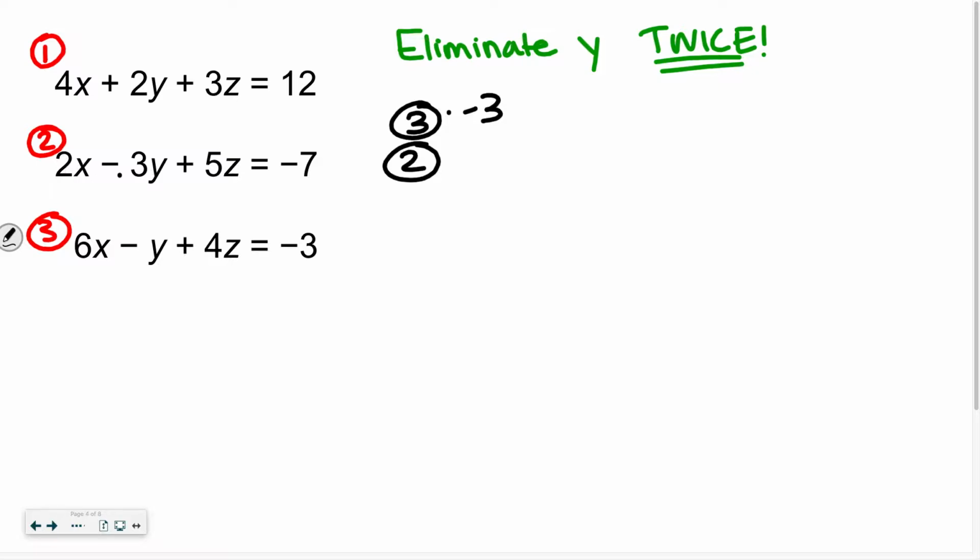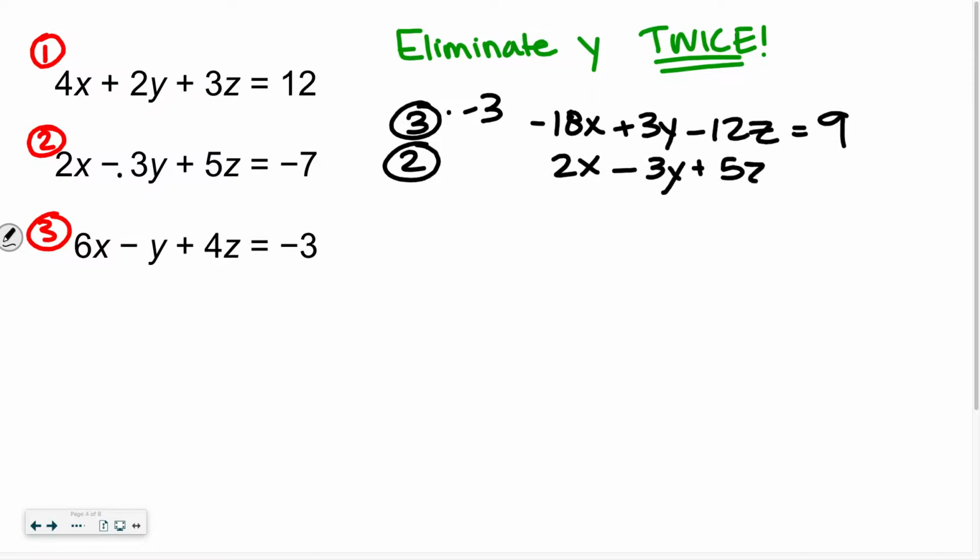Okay, let's do it. -18x plus 3y minus 12z equals 9. Right? I just multiplied every single term in equation 3 by -3. Okay. And I'm going to leave equation 2 as is. So 2x minus 3y plus 5z equals -7.